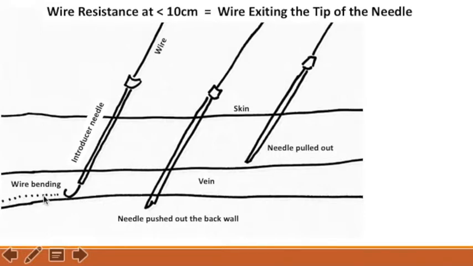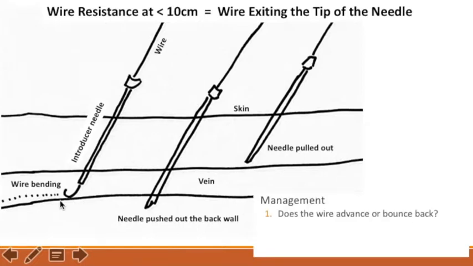So a little bit of increased resistance is totally normal as this wire bends and starts to advance down the vein. So you have to ask yourself, as I push, is the wire advancing, or is the wire bouncing back at me? And if the wire is bouncing back at you, it's very likely your needle has left the vein and has either been pushed out the back wall or your needle's been pulled out of the vein and it's poking the subcutaneous tissue and not able to advance whatsoever.